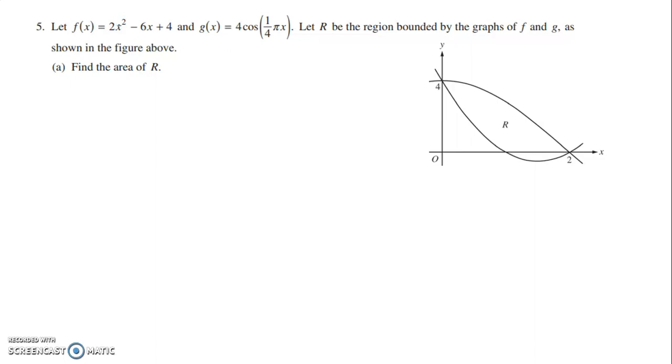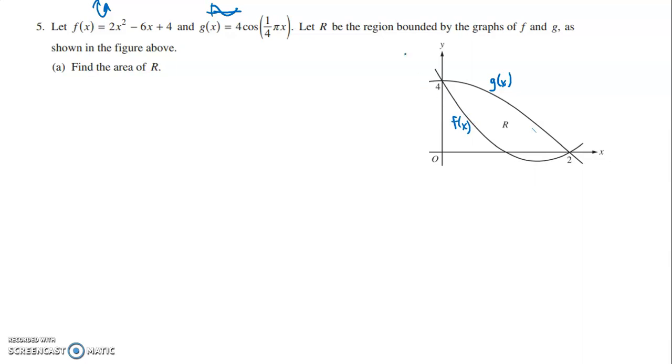So f is a quadratic with a positive leading coefficient, so it should be concave up. g is a cosine function, so it should start at 1, in this case start at 4 because we've stretched it by 4. So the cosine function is this one on top, and then the quadratic is this function on the bottom.